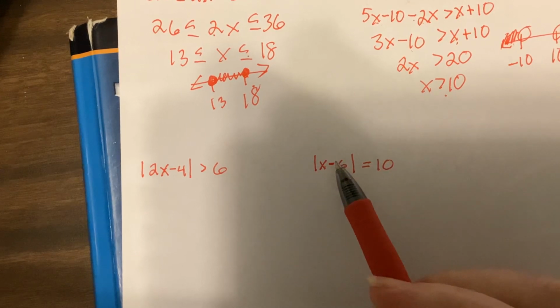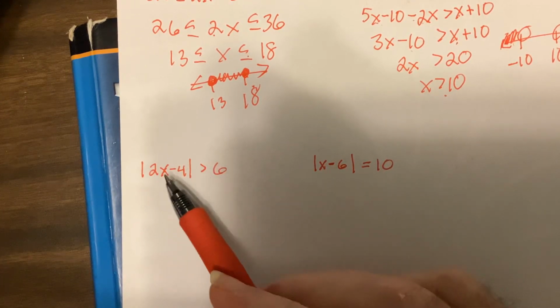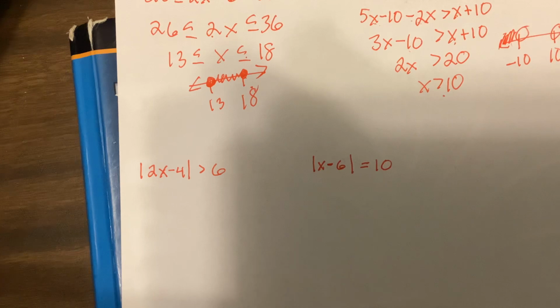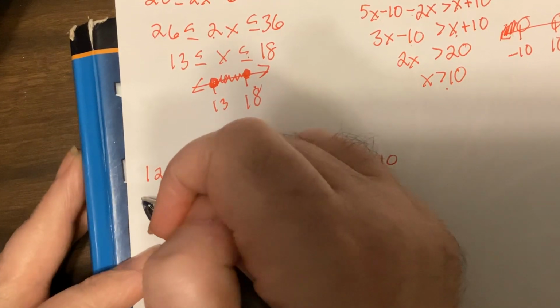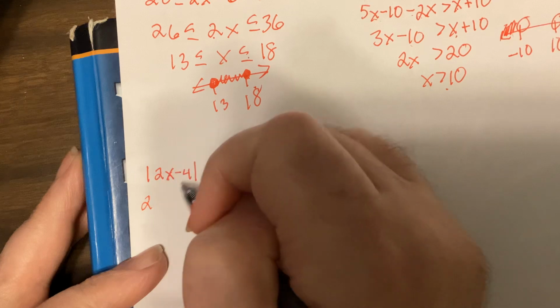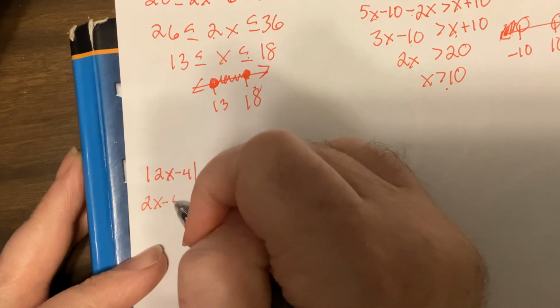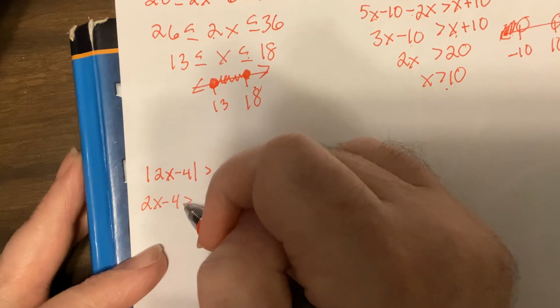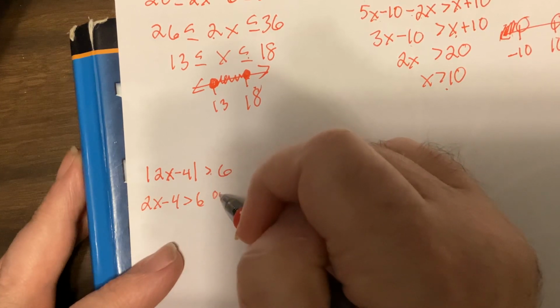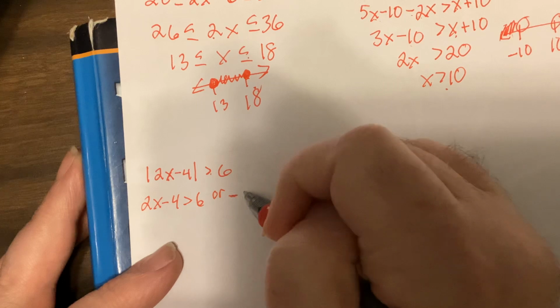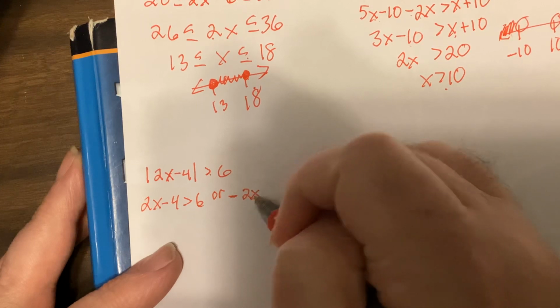Okay, here's two inequalities with absolute value. Solve those two and then turn me back on. So this one, remember, if I have a variable inside the absolute value, you have to break it up into two parts. Greater is or. Take the opposite.